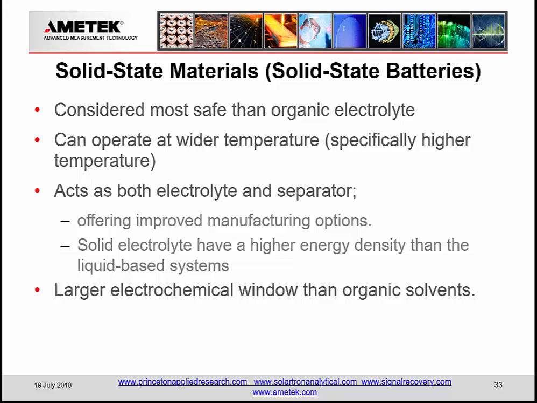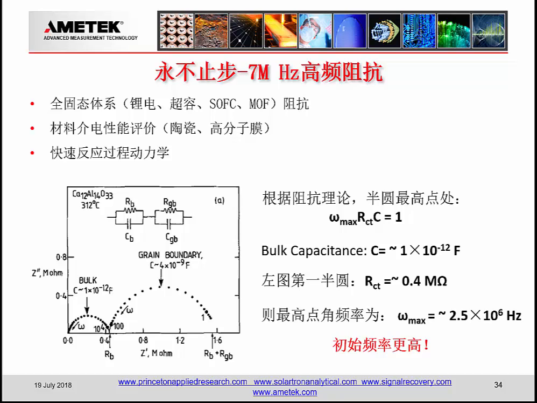But temperature range is also very important because we can work at a wider temperature range with solid-state materials, and it helps energy density because one material can operate both as the electrolyte and the separator, and they have a larger electrochemical window than organic. So those are some bullet points of why interest is going into solid-state batteries.